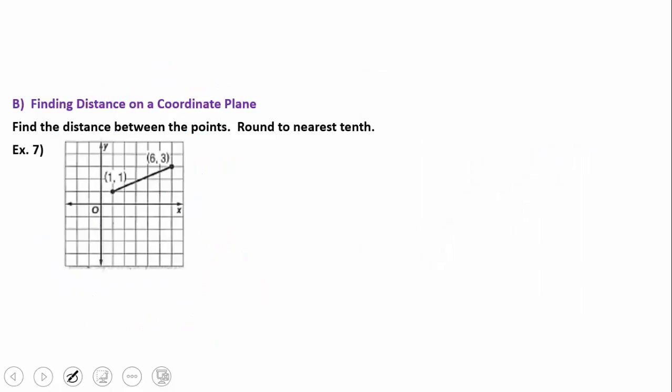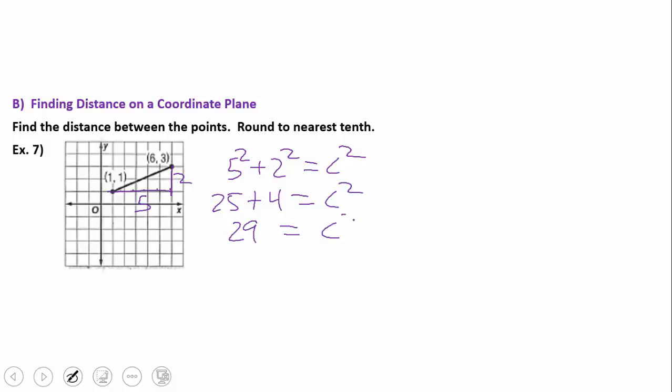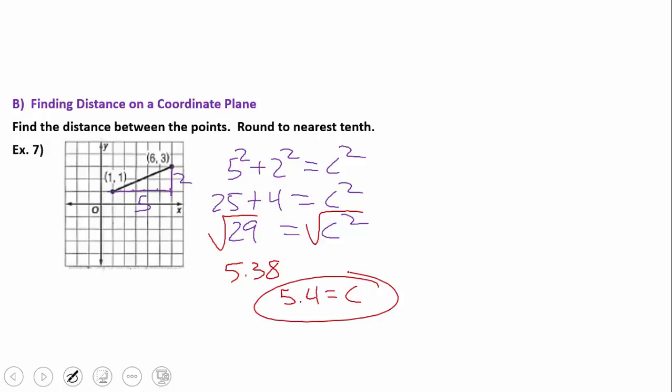Let's do a couple more. Find the distance between the 2 points by creating a right triangle, by drawing these legs in here, and then counting. I've got 2 there, and I have 1, 2, 3, 4, 5 there. So now I have 5 squared plus 2 squared equals c squared. That's 25 plus 4 is c squared. That's 29 equals c squared. And you and I both know to find c, we take the square root. That is the inverse of squaring. And so we would get an answer of 5.38, which when we round is 5.4 is equal to c. And we're just going to call it 5.4.